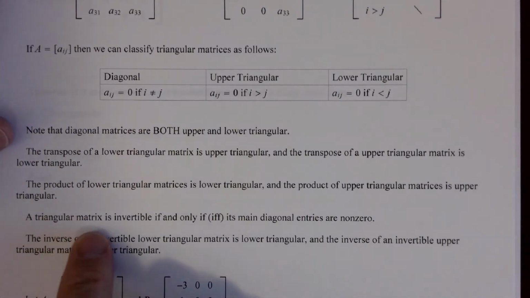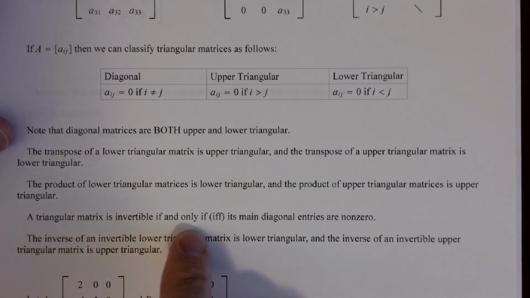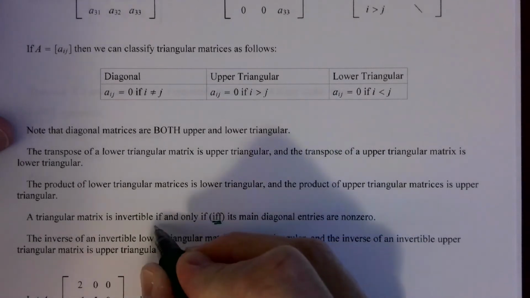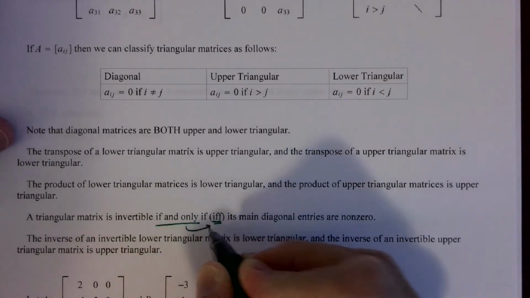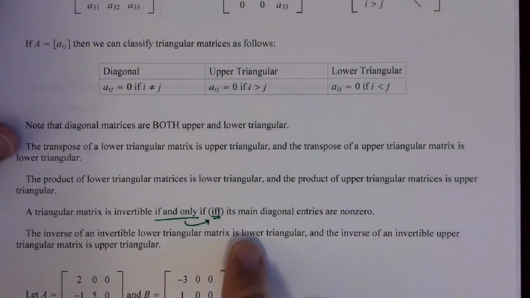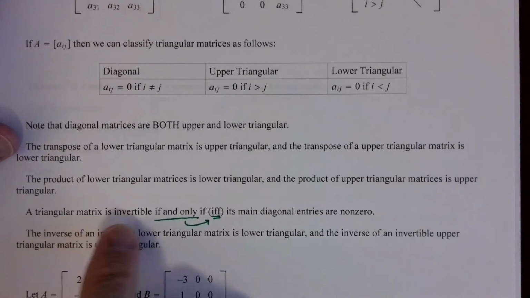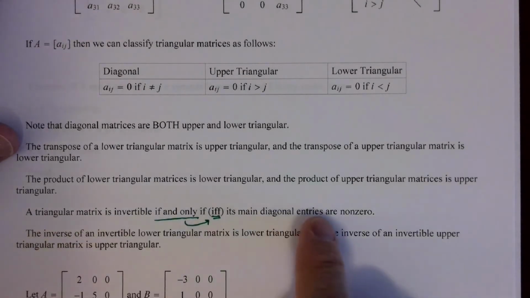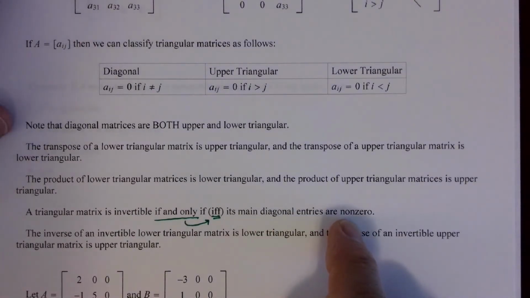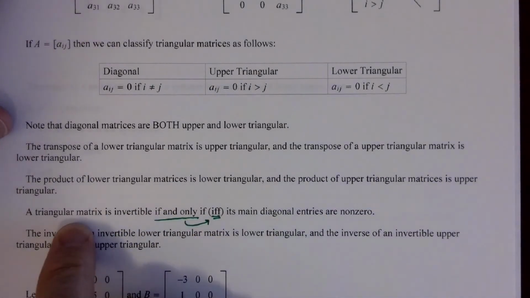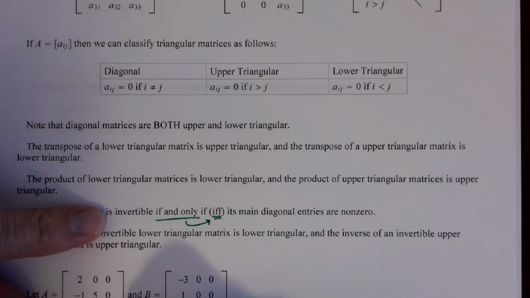Also, a triangular matrix is invertible if and only if, by the way, I don't know if I've said this, if you ever see the IFF word, that means if and only if. That's the shorthand notation for that phrase. Its main diagonal entries are non-zero. The if and only if means if we have a triangular matrix that's invertible, then its diagonal entries are non-zero. It also means if I have a square matrix whose diagonal entries are non-zero, and of course it's a triangular matrix, then it's going to be invertible. Okay, so it's important it has to be a triangular matrix for this if and only if statement to work.